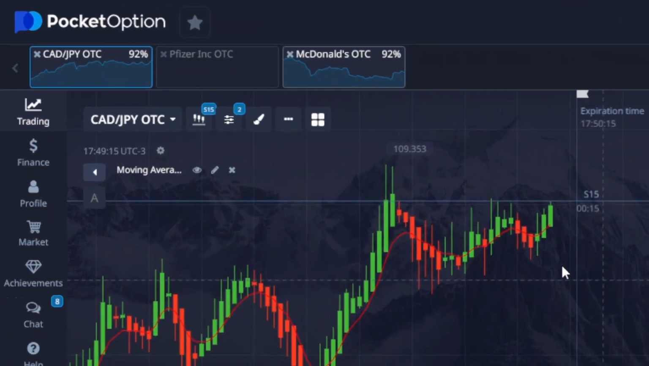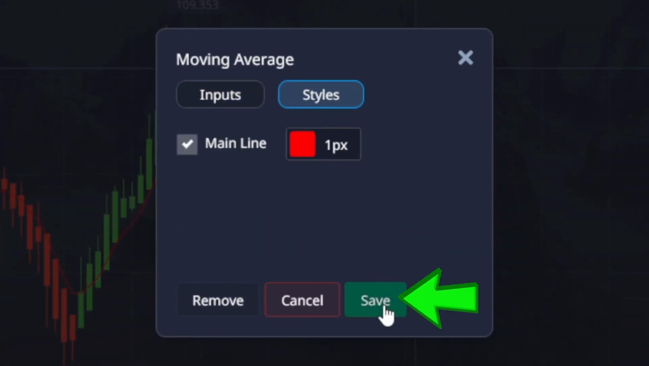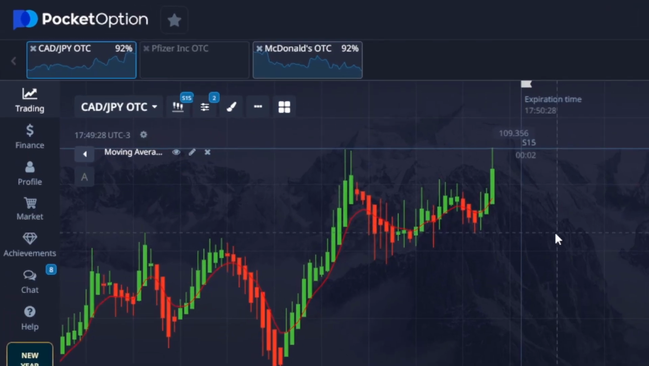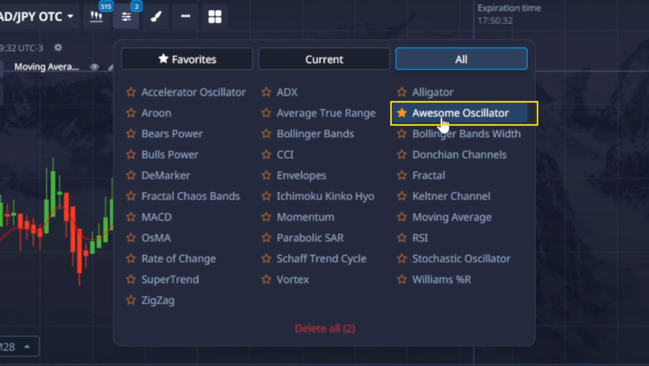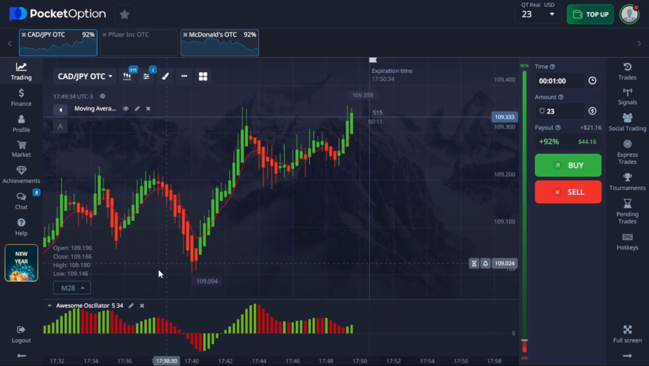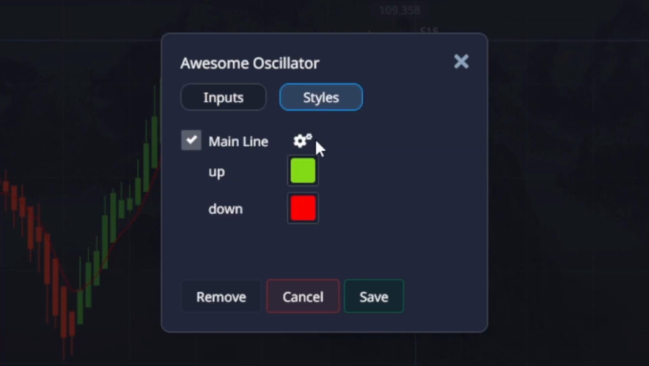Now let's configure the moving average. 7 period and style is up to you, click on save. And now let's go to the awesome oscillator, okay? Click on it and let's configure it. 5 and 34 are the short and long period. The color is up to you and click on save.